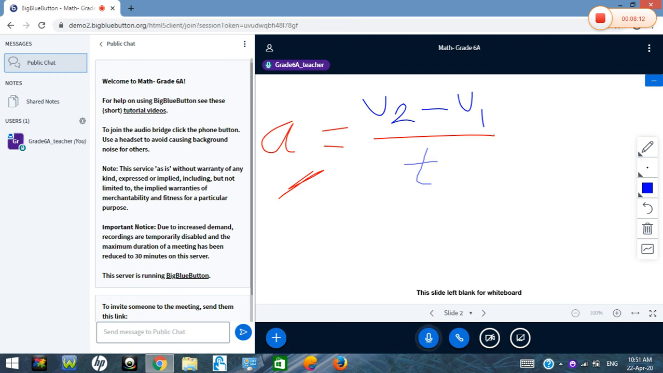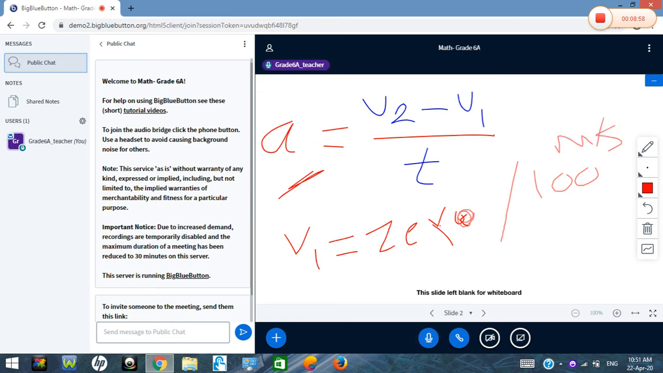For example, you move with your car, okay, from rest. What's the meaning of from rest? From rest means v1, your first speed, is 0. You move from rest, so there is no speed. Okay, and then your speed reaches 100 meter per second, for example, during 2 minutes, for example.